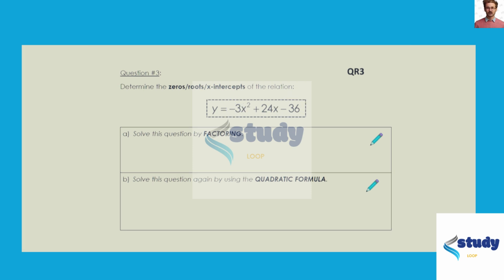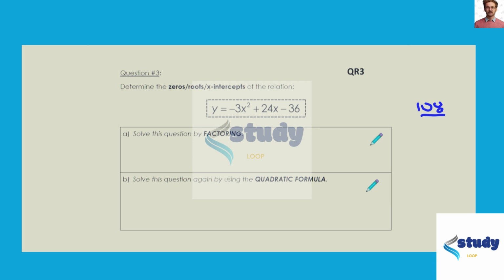To solve this by factoring, you would take the leading coefficient and the constant, multiply them together. Negative 3 times negative 36 is 108. We think about the number positive 108 and how we can find two numbers that multiply to 108 but add to the middle term, 24.